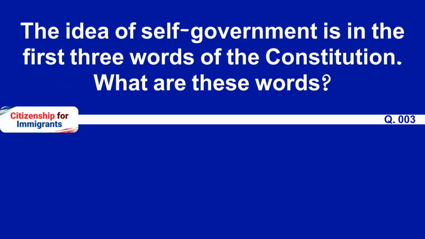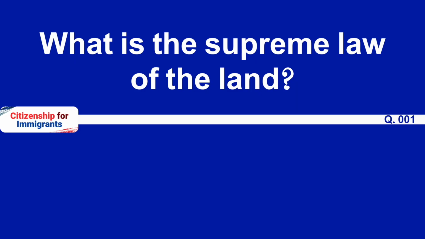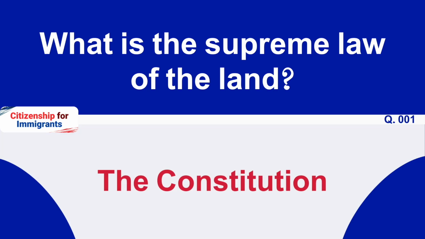The idea of self-government is in the first 3 words of the Constitution. What are these words? We the people. What is the supreme law of the land? The Constitution.